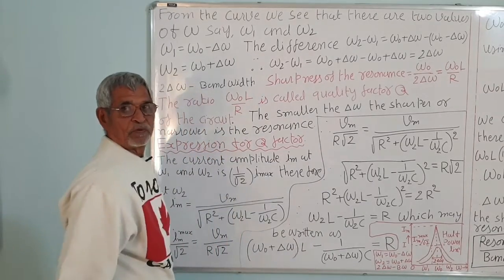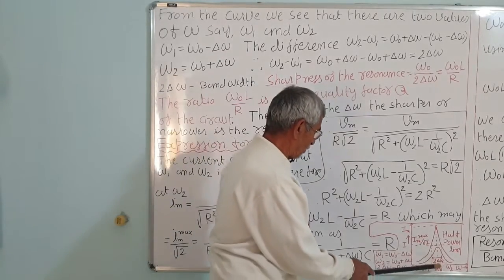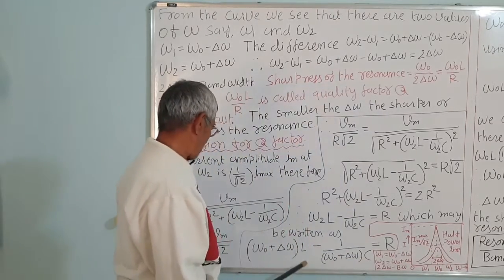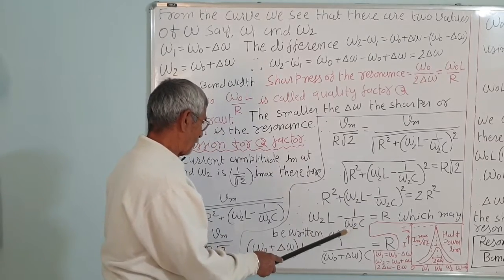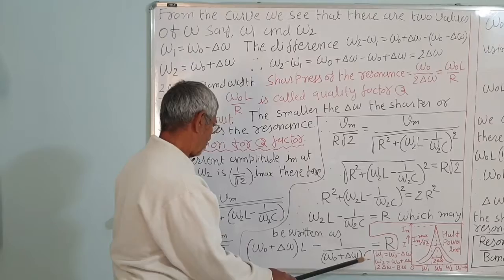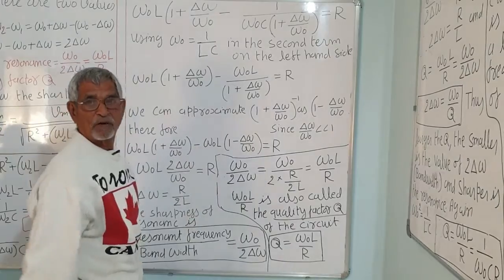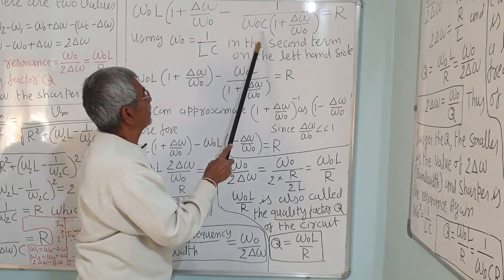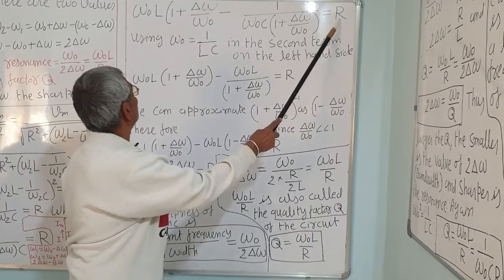where omega 2 is equal to omega 0 plus delta omega. Omega 2 is equal to the resonant frequency plus half of the bandwidth, delta omega. So omega 0 plus delta omega times L, minus 1 upon omega 0 plus delta omega times C, that is equal to omega 0 L into bracket 1 plus delta omega upon omega 0, minus, with 1 upon omega 0 C taken common, 1 plus delta omega upon omega 0, and that is equal to R.